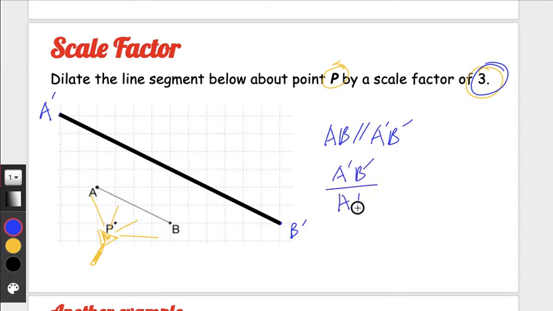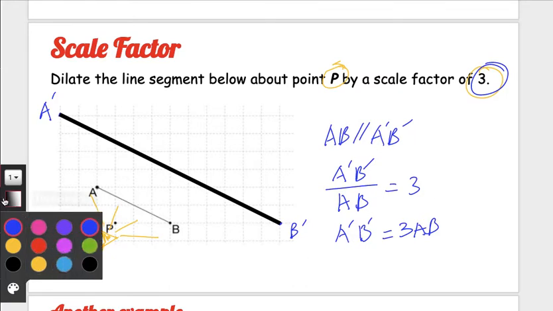Another funny thing is we know the scale factor is 3, so A prime B prime over AB is going to be 3, because this is a ratio, this is the scale factor between image and pre-image. That means A prime B prime is 3 times AB. So that's how long A prime B prime is.